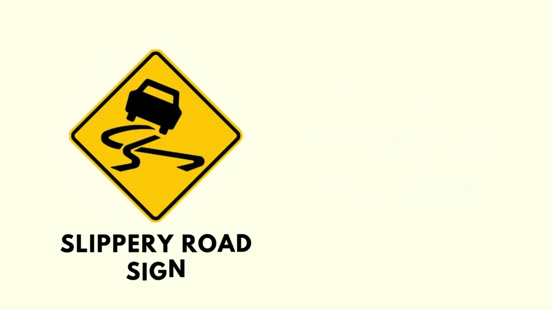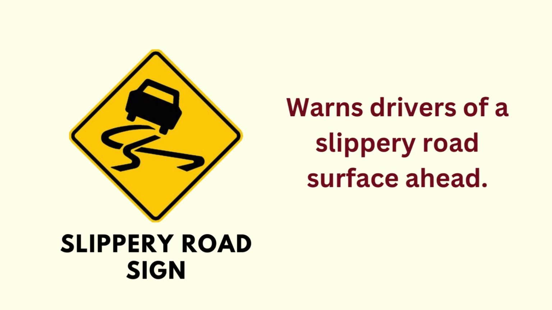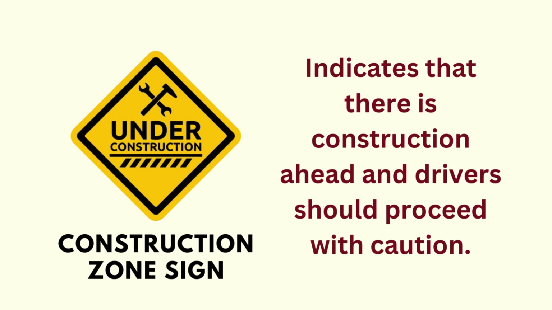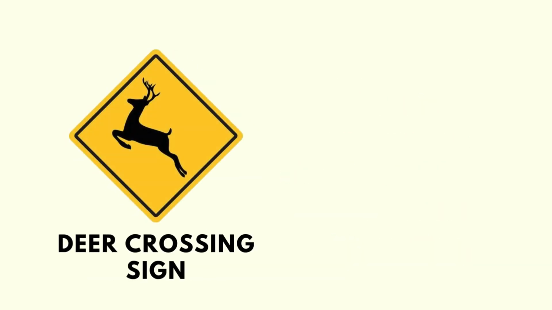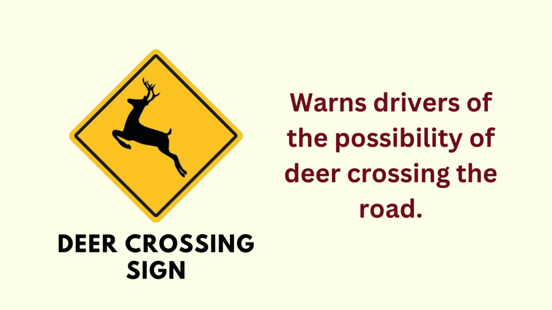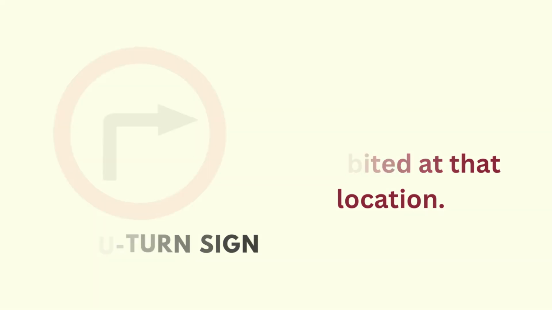Slippery road sign warns drivers of a slippery road surface ahead. Construction zone sign indicates that there is construction ahead and drivers should proceed with caution. Deer crossing sign warns drivers of the possibility of deer crossing the road. No U-turn sign indicates that U-turns are prohibited at that location.